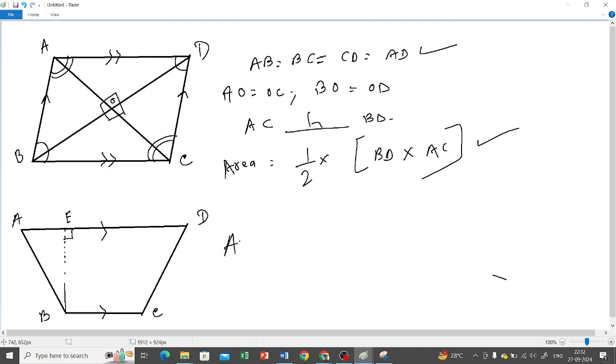So what is the area of a trapezium? Area of a trapezium is half into sum of parallel sides into height. Okay? Understood? Let's move on to the next one.